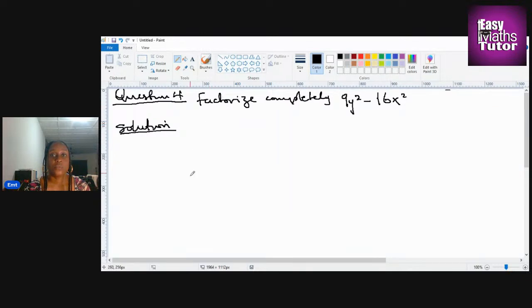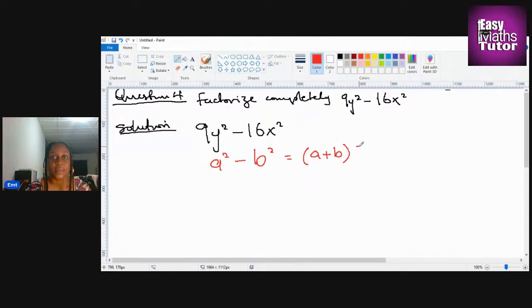So, when I see such a factorization problem, we'll rewrite it here: 9y squared minus 16x squared. I remember the difference of two squares, which is a squared minus b squared. And we know a squared minus b squared is the same thing as (a plus b)(a minus b). So we are going to replicate the same thing in this equation.